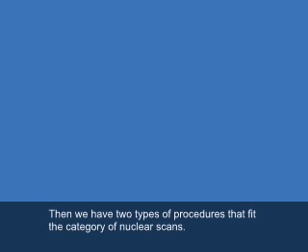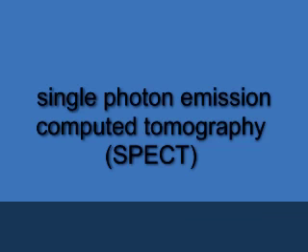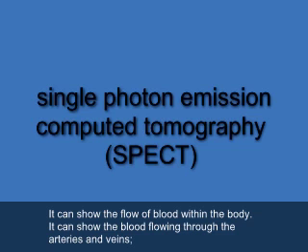We have two types of procedures that fit the category of nuclear scans. The first one is single photon emission computed tomography. That is a mouthful. Single photon emission computed tomography is a nuclear imaging technique that creates 3D computer images, and it is particularly good at showing blood perfusion. It can show the flow of blood within the body. It can show the blood flowing through the arteries and veins.